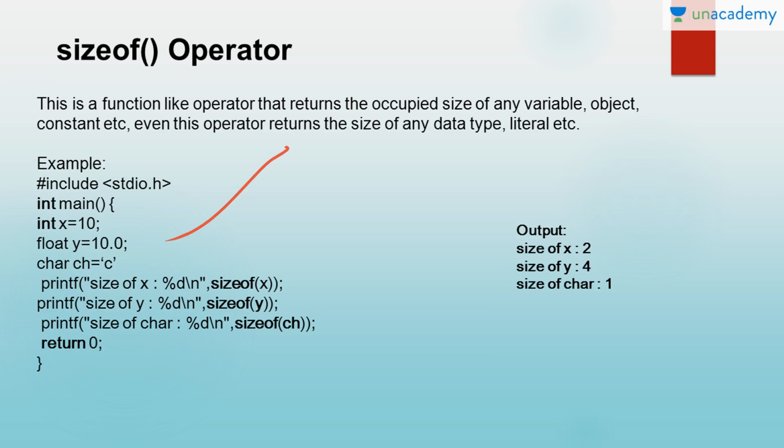So if you want to return sizeof x, it returns the size of the data type. So sizeof x is 2, sizeof y is 4 because y is float. Then sizeof c. What is c? It is a character data type. So what is the character data type size? It is 1. So it returns this output.